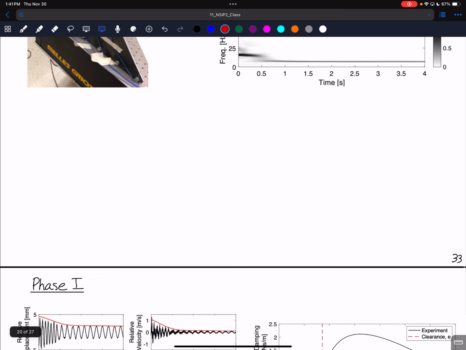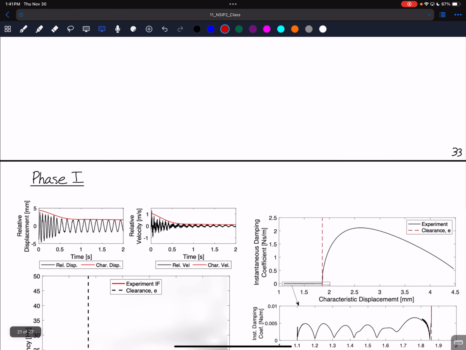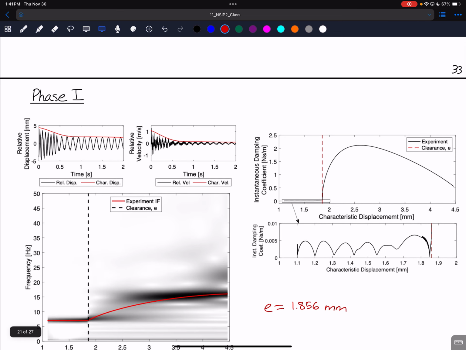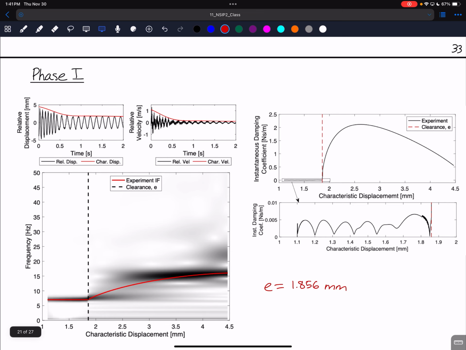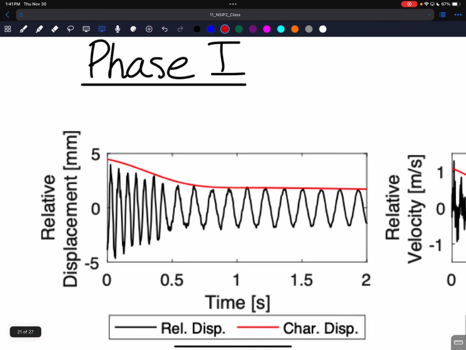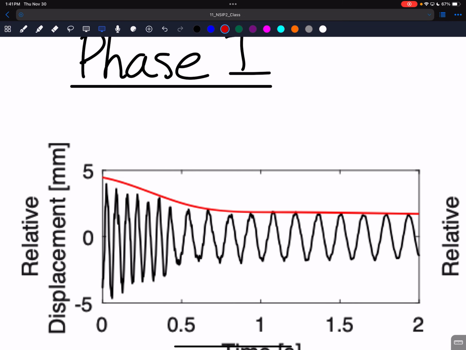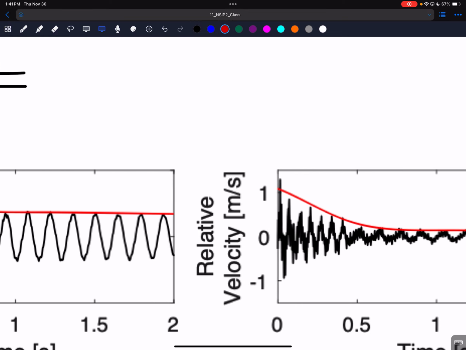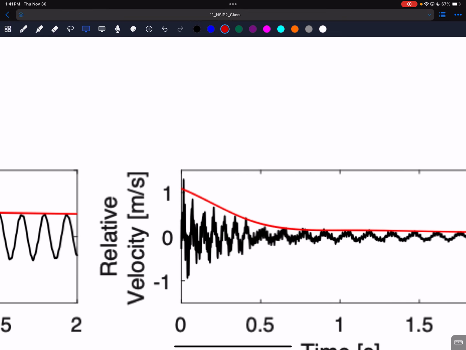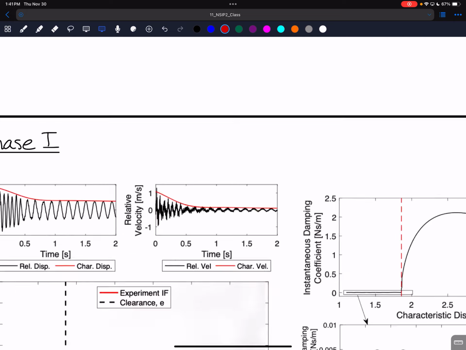Okay, let's go to the next page where we're going to do phase one. Shown at the top there are the relative displacement and the relative velocity, and then their corresponding characteristic motions. If I zoom in here, you'll see how this red curve does not touch exactly that relative displacement, and that's why I mean this is a representation of the instantaneous amplitude. It's not exactly the instantaneous amplitude. And the same thing over here, it doesn't touch. The actual instantaneous amplitude would do something like that. So that's why I mean this is a representation of that instantaneous amplitude. It's not the instantaneous amplitude.